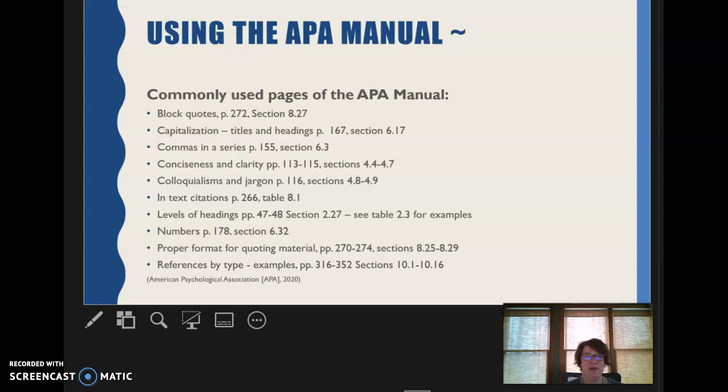So within the APA manual, there are some common areas that you will be wanting to take a look at as you're doing your composition. So this is a list of some of those page numbers from our new manual that you will find to be very helpful, and you may want to refer to those very often.